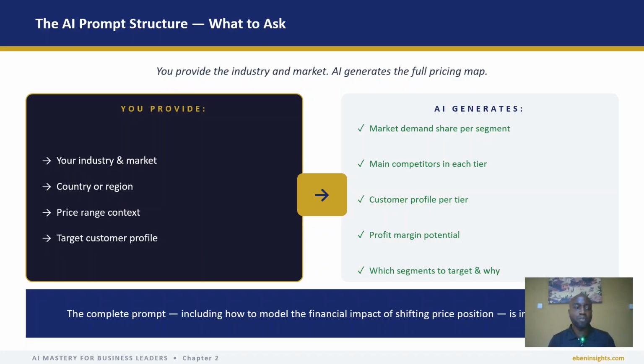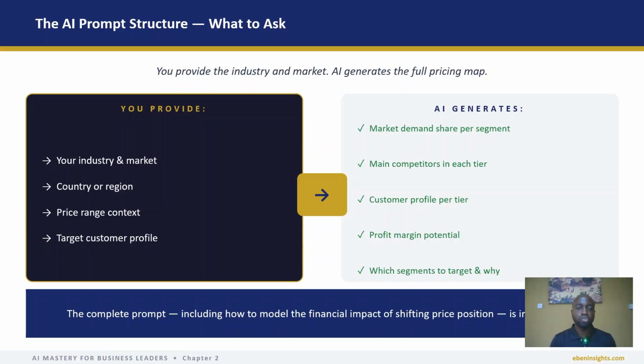So how can AI help you with this? Now, all this becomes very fast when you use AI to help you analyze the markets. The framework uses a dedicated AI prompt that evaluates each pricing segment based on the share of the total market demand, the major competitors in the segment, the customer profile, the profit margin potential, and whether the segment is growing, stable, or declining. And most importantly, the analysis identifies which segments are overcrowded, which segments have weak competition, which segments contain unmet demand, and where a business should position itself for the strongest opportunity.